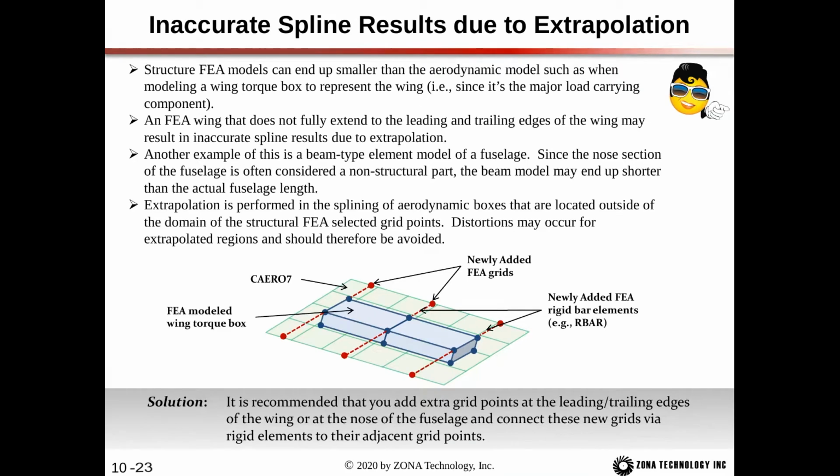Another example is the beam type element model of a fuselage. Since the nose section of the fuselage is often considered a non-structural part, the beam model may end up shorter than the actual fuselage length. And so we want to avoid extrapolation. So one way to do that is to go back to your structure model and add additional grid points. So we add these red grid points as shown here. Then we connect them to the structure model using rigid bar elements, for example, R bars. Then we can use these structure grid points in our spline so that we avoid the extrapolation.